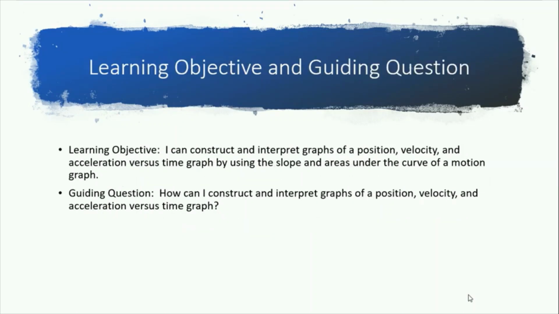Okay, learning objective and guiding question for today. Learning objective: I can construct and interpret graphs of a position, velocity, and acceleration versus time graph by using the slope and areas under the curve of a motion graph. The guiding question then is, how can I construct and interpret graphs of a position, velocity, and acceleration versus time graph? Today is going to be the introduction to those topics. We'll just go through what those will look like.